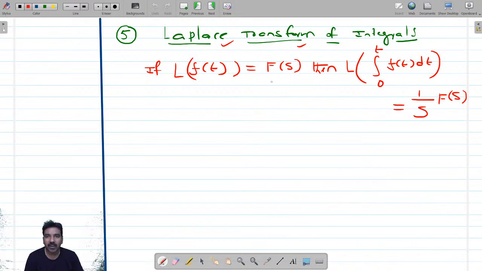So this is the formula to get the Laplace transform of an integral. If f of t is a function whose Laplace is capital F of s, then Laplace of this integral becomes 1 by s into capital F of s.